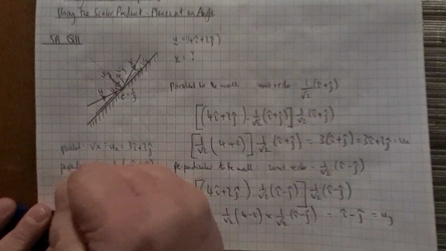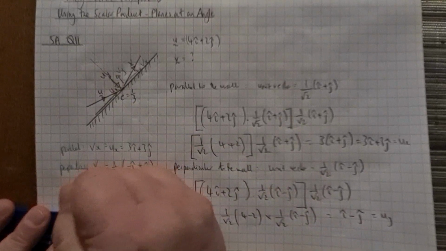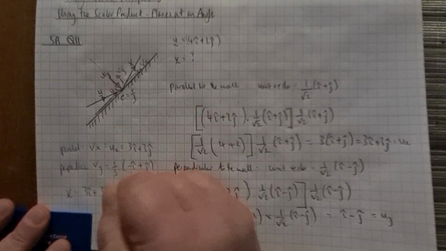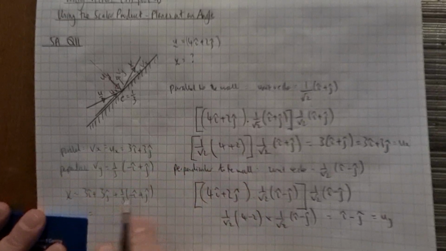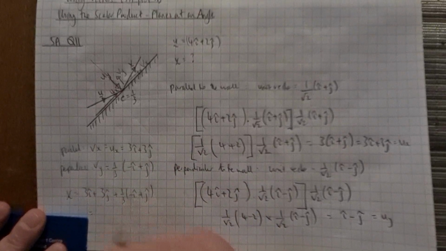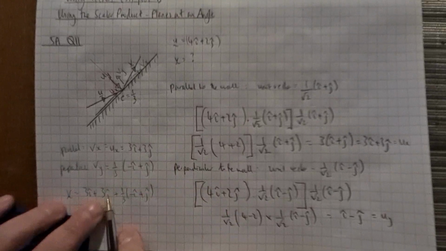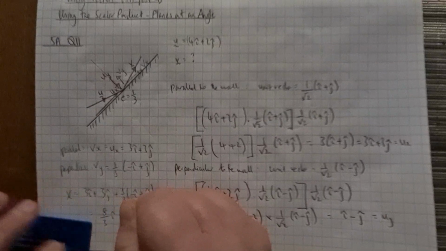So v, therefore, I've got my two components, and with vectors I just add them together. So I've got 3i plus 3j plus a third of minus i plus j. So 3 minus a third of i is going to be 8 thirds of i, and then 3j plus a third of j is going to be 10 thirds of j.